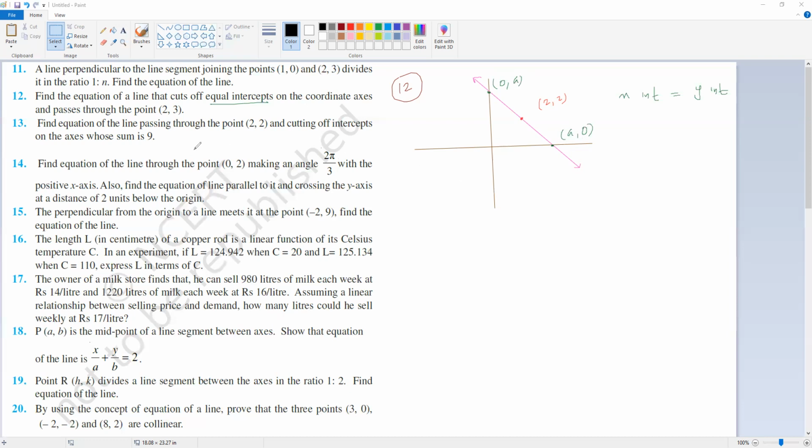So what is the equation of the line? We have the intercept form, x by a plus y by b is equal to 1, right? This is known as the intercept form, where the x-intercept is a, and the y-intercept is b.